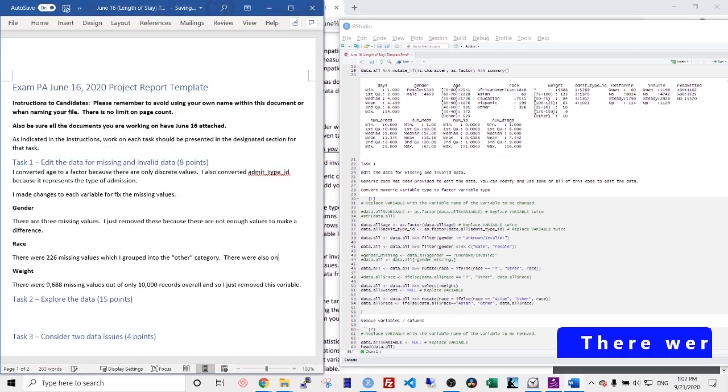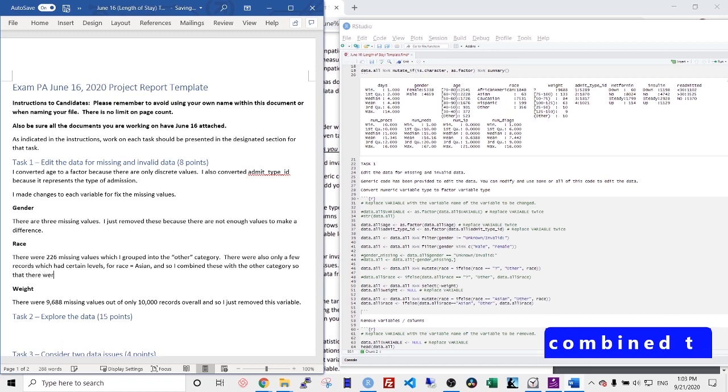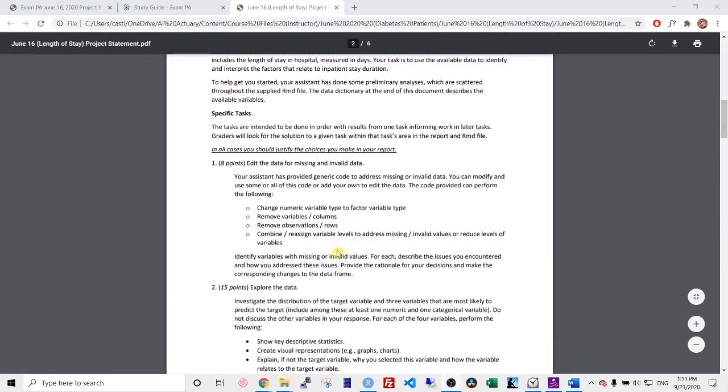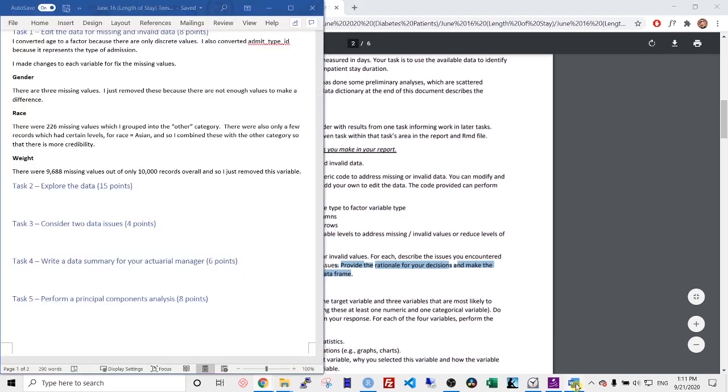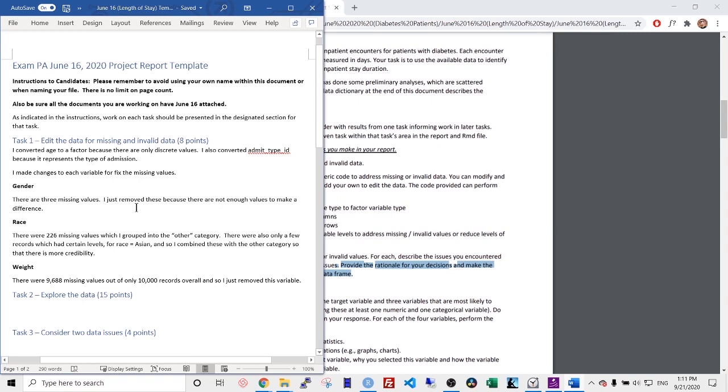There were also only a few records which had certain levels for race, such as Asian. And so I combined these with the other category so that there is more credibility. Finally, it says to provide rationale for your decisions and make the corresponding changes to the data frame. So I know we've already gone through and said what we did, but that's not enough. We also need to write out some explanations for each.